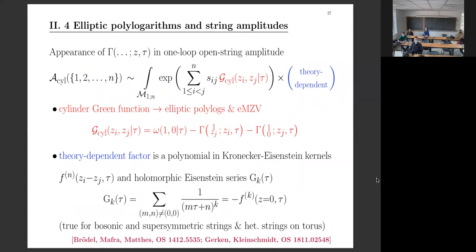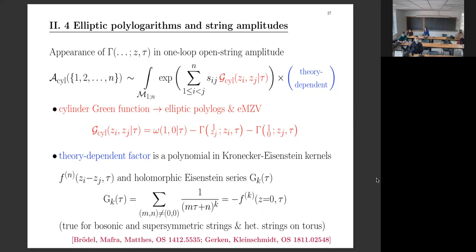Okay, so maybe I should give you a little more details of why these elliptic polylogs are settling the open string 1 loop amplitudes. So first of all, the cylinder Green's function that we have in the universal Koba-Nielsen factor, the cylinder Green's function is just a special case of elliptic polylogs. In fact, a very simple one with just a single integration over the function f1. Okay, so this exponential here will keep you in the setup of elliptic polylogs.